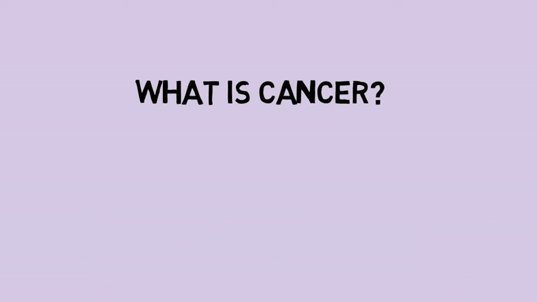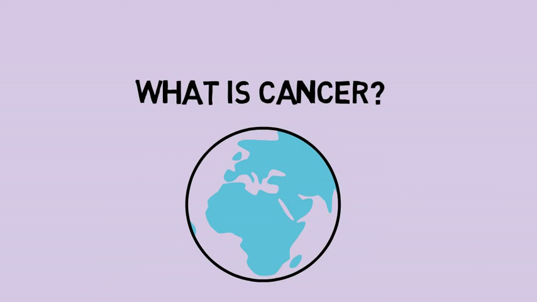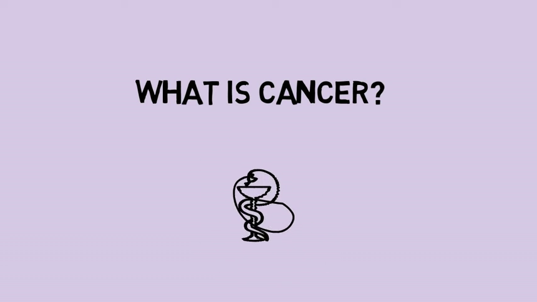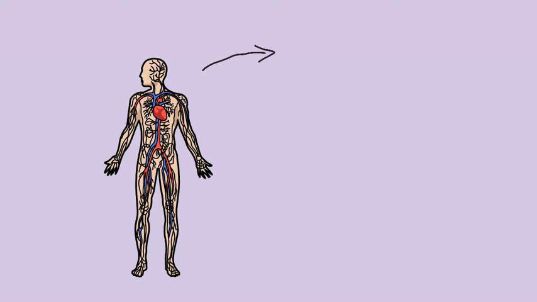Cancer is among the leading causes of death worldwide. This disease has a major impact on society across the world. There are more than 100 different types of cancer. It can happen anywhere in the body because the cells are everywhere.